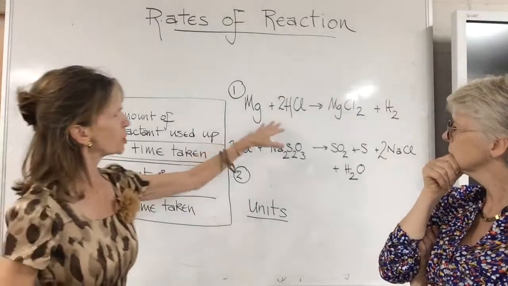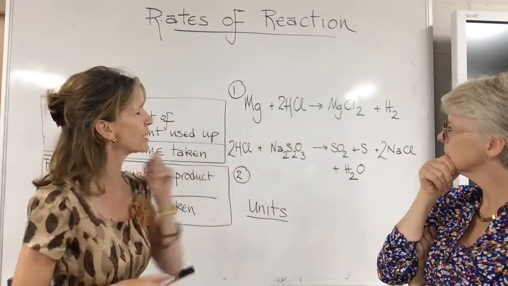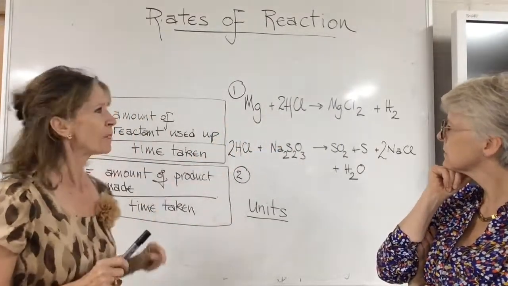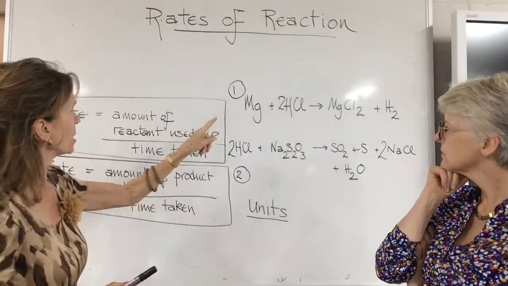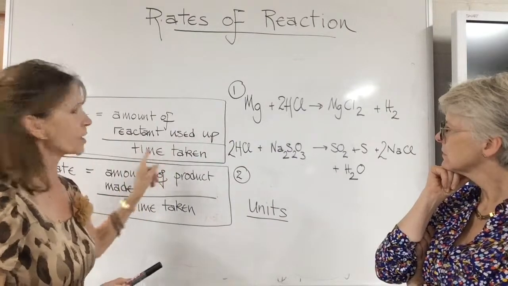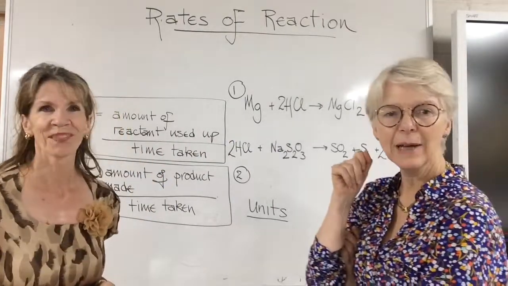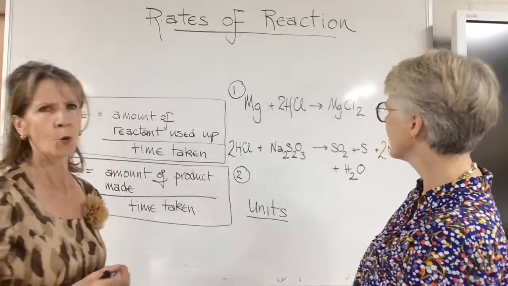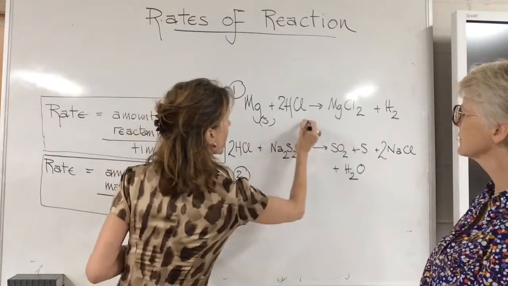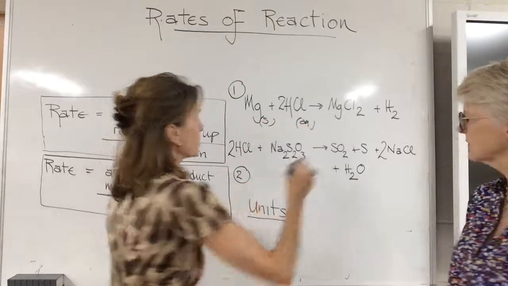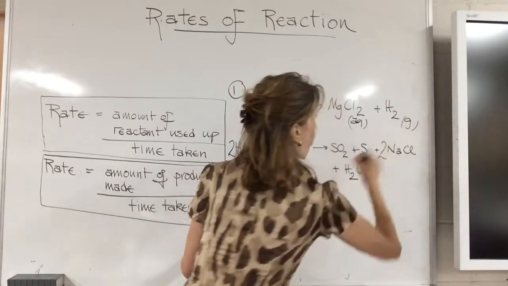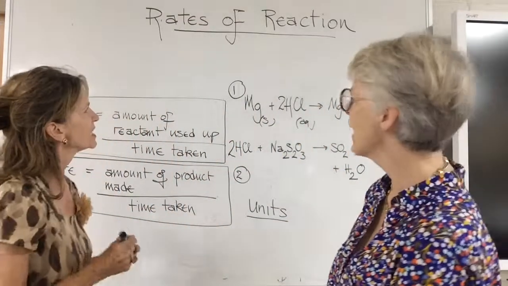Right, well, if you have magnesium with hydrochloric acid, and it gives you magnesium chloride and hydrogen, I would say that's the reactant. So if I say the amount of magnesium used up over the time taken, is that it? You would be absolutely right, but put in the state symbols for this reaction. So we have magnesium solid, hydrochloric acid is aqueous, magnesium chloride is aqueous, and we have hydrogen, which we all know is a gas. Absolutely right.